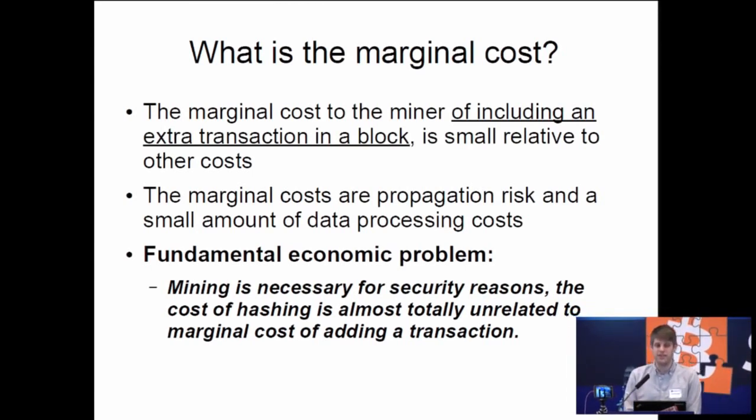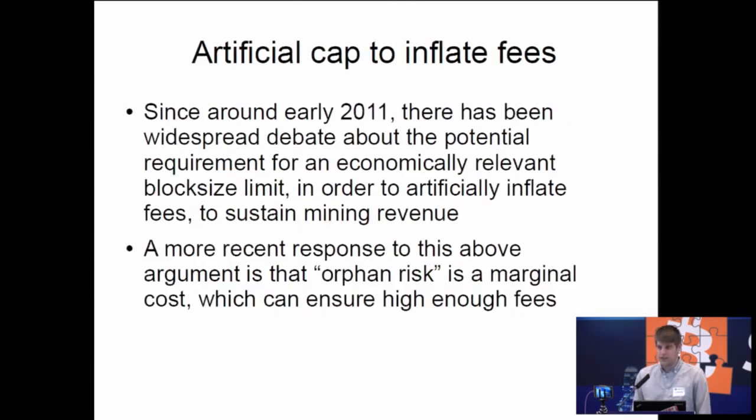It basically means the additional cost to a miner of including one more transaction in their block. And this cost is probably very, very low. It's only propagation risk and maybe a tiny amount of data processing. So I think there's a fundamental potential economic problem here, which is that the marginal cost is very low, whilst the cost of hashing actually needs to be high for security reasons. So in about 2011, people started discussing the idea that we need an artificial cap, or an economically relevant block size limit, to artificially prop up the fee market. And this has always been quite contentious.